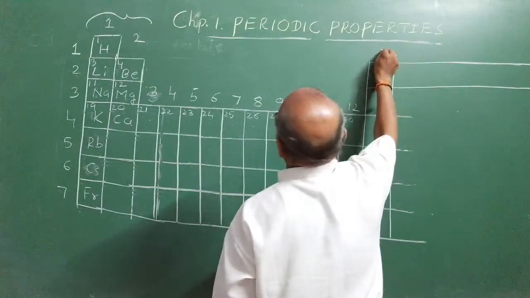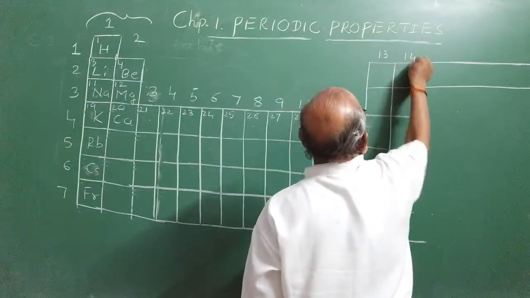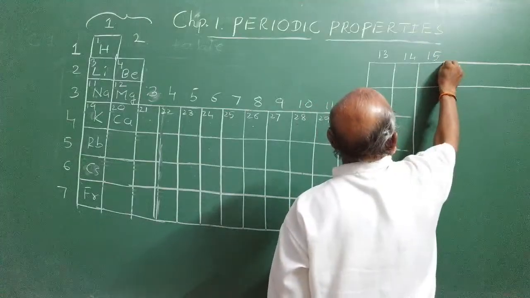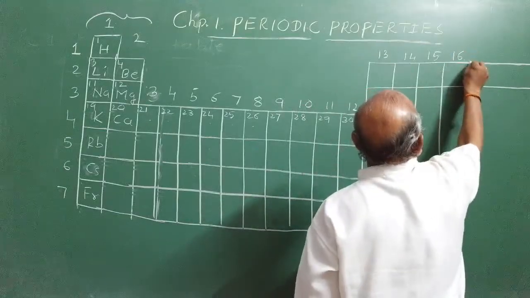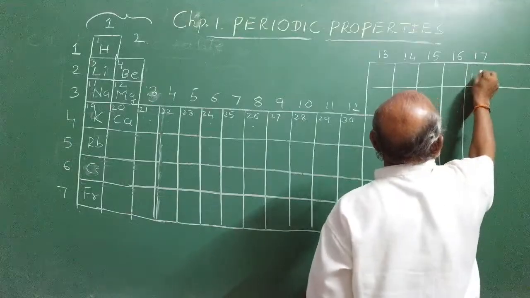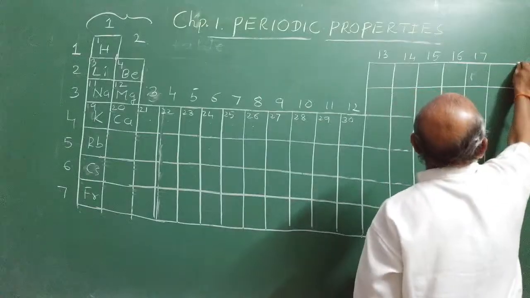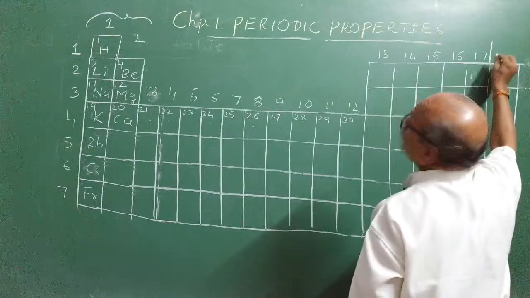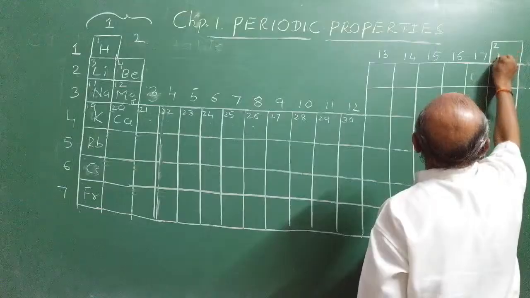You make a 6 now. After 12, this is 13, 14, 15th group. There are totally 18 groups in the modern periodic table. 16th group, 17th group. Then you have 18th group. So on the 18th group, on the top, parallel to hydrogen, there is atomic number 2, helium.